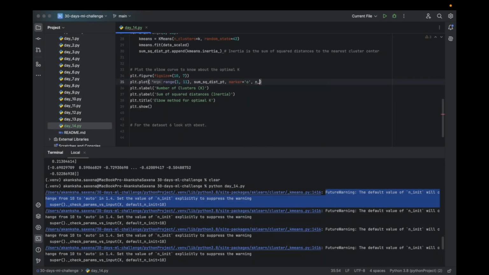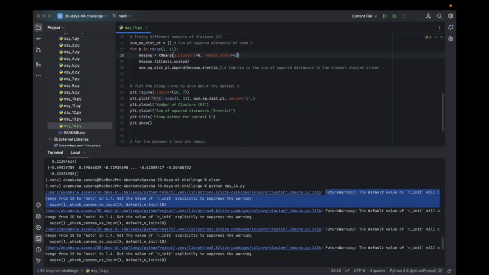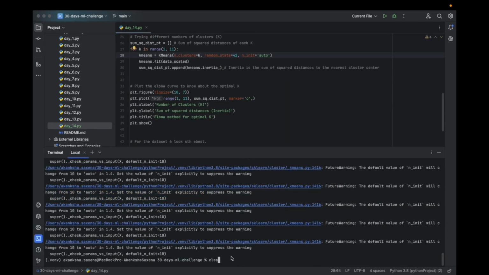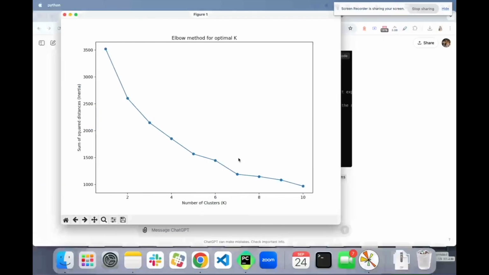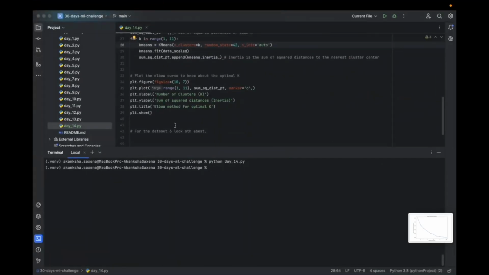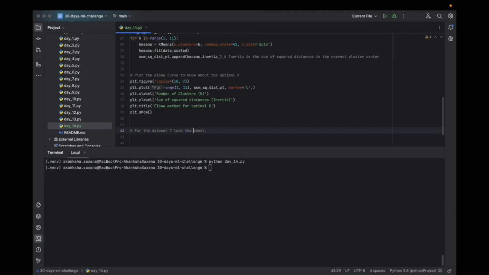To suppress this, we set n_init, and the default is auto. Let's run it, and now it gets changed. So yes, 6, 7. So 7 is the answer. We will go with 7. Let's take a screenshot. This is our answer: 7 looks the best, it is the optimal k.